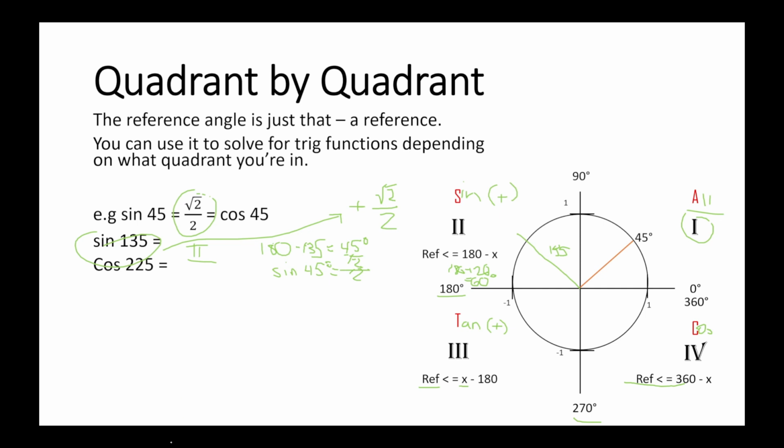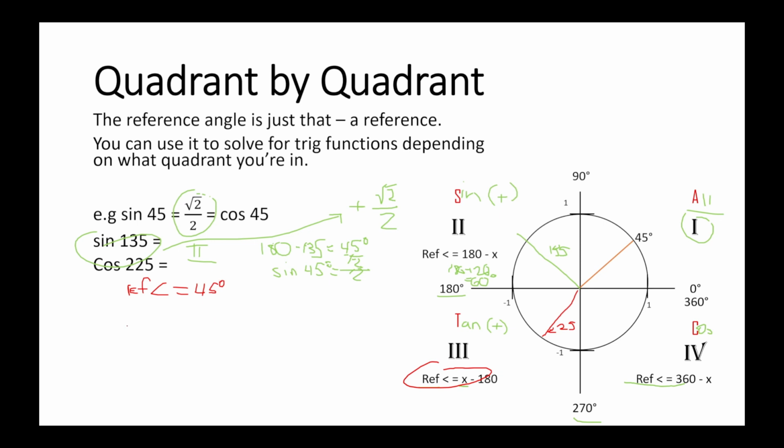Cosine of 225. Okay, where does that end up falling? I'm going to choose a different color here. That ends up falling in the third quadrant, somewhere in here. This is 225. I apologize for my handwriting. Okay, I would use this formula here. When I plug in 225, my reference angle, and this is done on purpose, also ends up being 45 degrees.